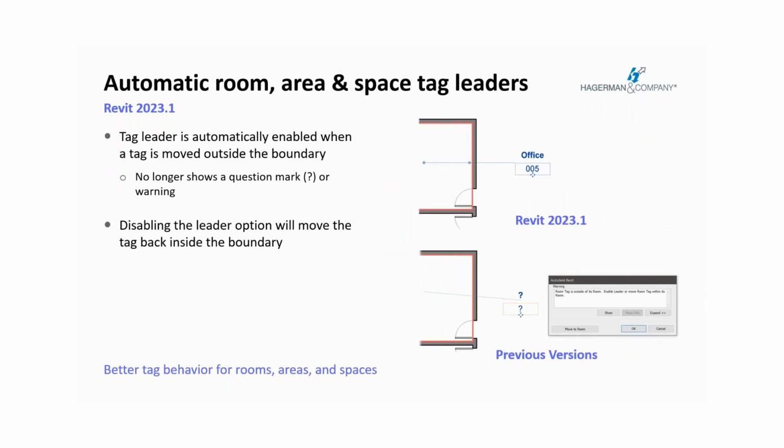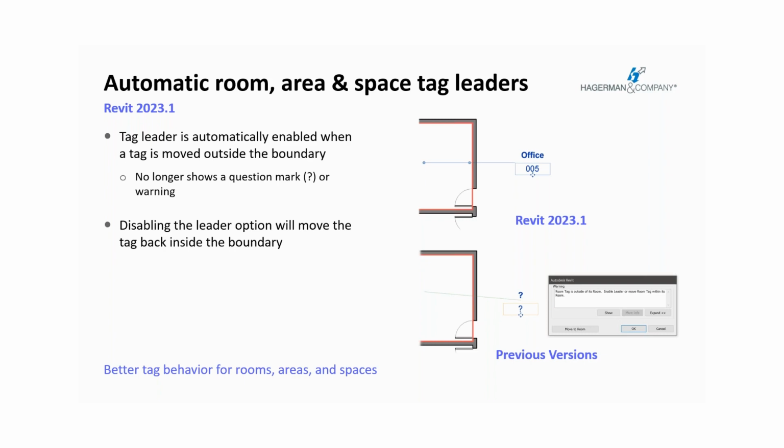In Revit 2023.1, the behavior of tag leaders for rooms, areas, and spaces has been enhanced to get a better result when moving tags outside of the boundary. A leader is automatically created when a tag is moved outside of the boundary. This also eliminates the warning message that appeared in previous versions. If you disable the leader option, the tag will move back into the boundary of the room, area, or space.